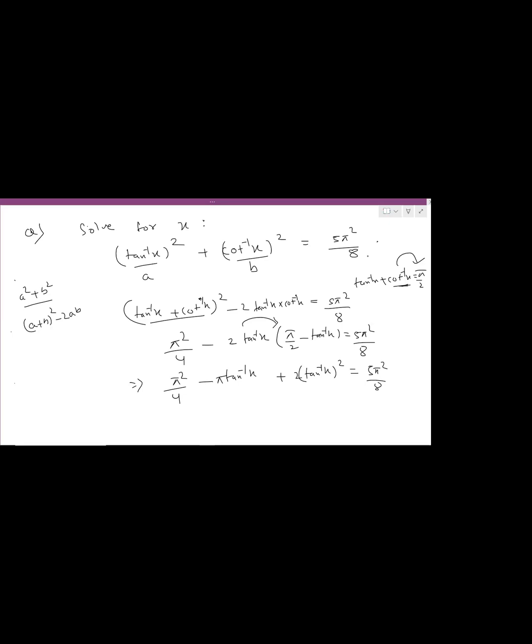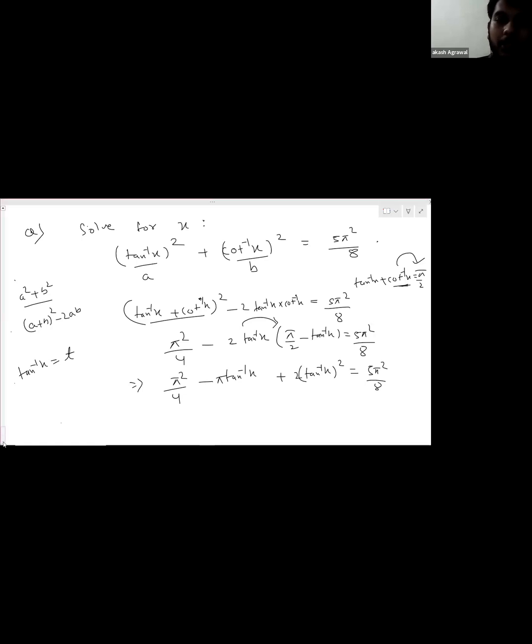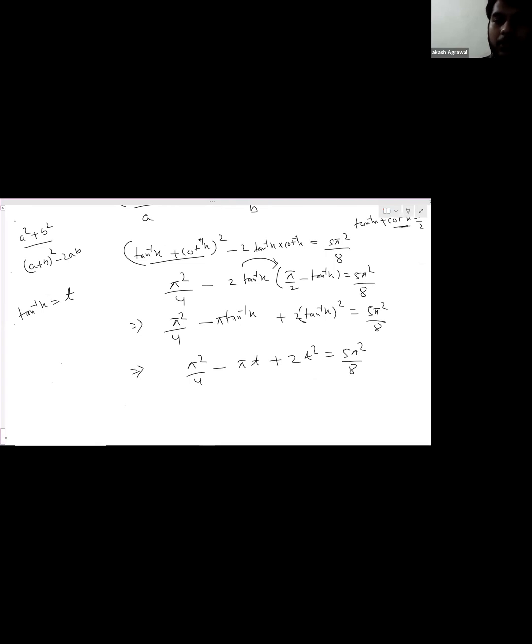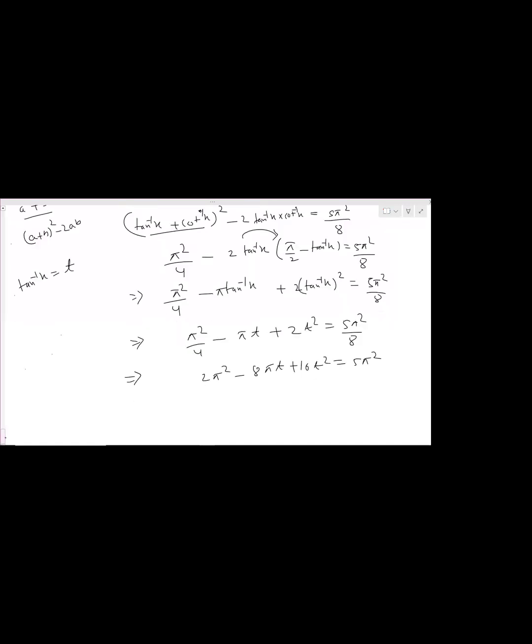Okay. For our convenience, I am taking tan inverse x as t. Right? This is a quadratic equation. You can see the quadratic equation. So pi square by 4 minus pi t plus 2t square equals to 5 pi square by 8. Let's multiply 8 both sides. So 2 pi square minus 8 pi t plus 16 t square equals to 5 pi square.